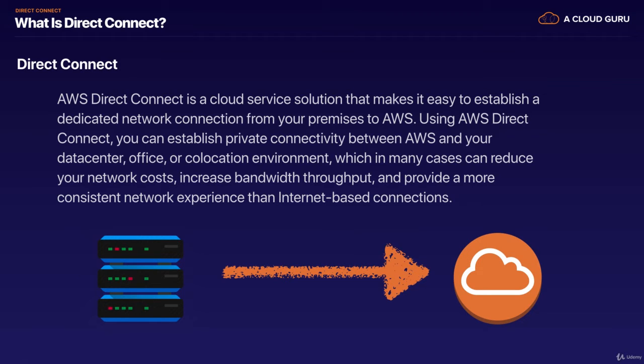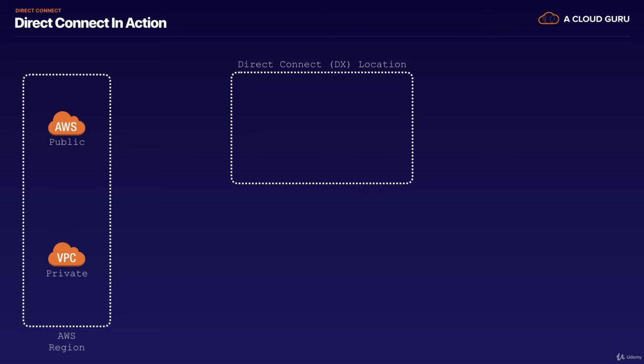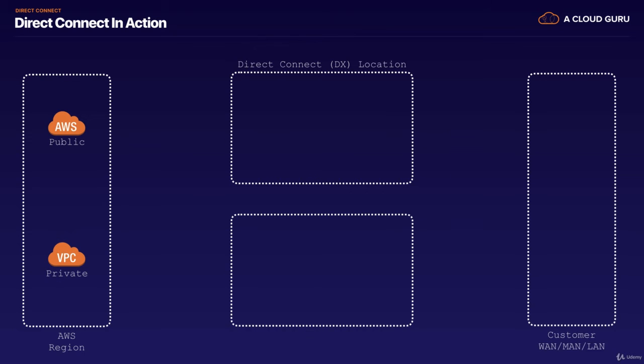And this is a very simple diagram. Let's have a look at it in a more complicated setting. So we've got our AWS region, and inside we have our AWS public services. So this could be things like S3, for example. And then we've also got our VPCs, and this could be a private VPC. Then we have our Direct Connect locations, and these are spread all over the world. And then essentially we have our customer environment. So this could be our own data center.